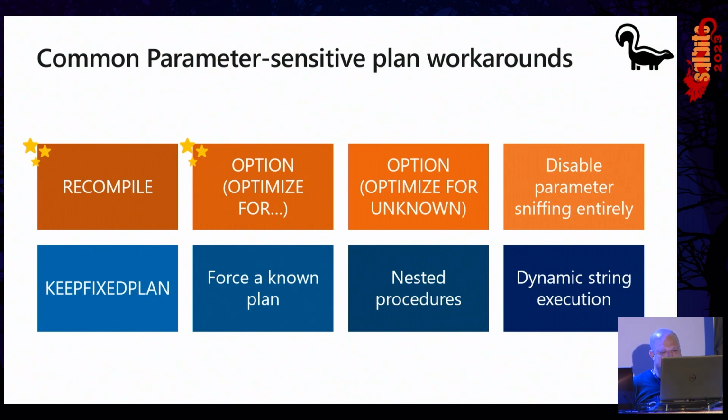Everything else, keep fixed plan, force a known plan, forcing a known plan with something like plan guides, those are hard to use. And then nested procedures and dynamic string execution, yeah, if you have control of the code, maybe that would work. You can kind of see why I'm picking recompile and optimize for as typically a good scenario for DBAs.